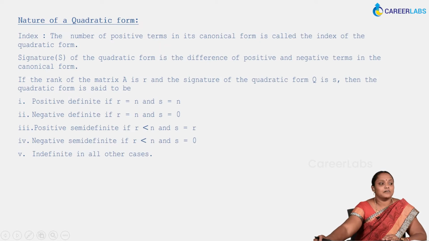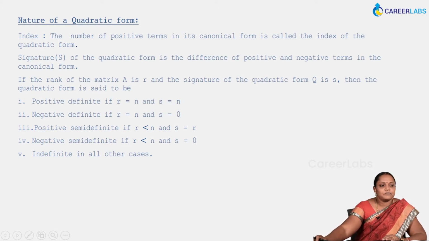Next, we will learn how to find the nature of a quadratic form. So, we need the definition of the index and the definition of signature. The index is the number of positive terms in the canonical form, and signature is nothing but the difference of positive terms and negative terms in the canonical form.